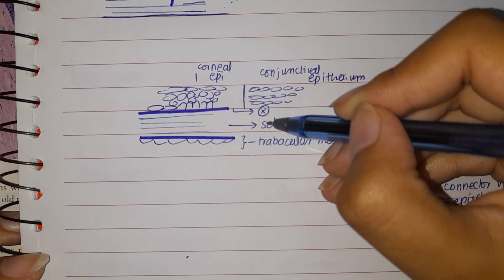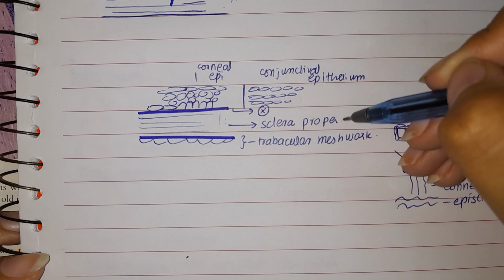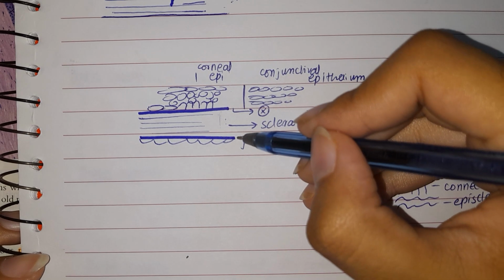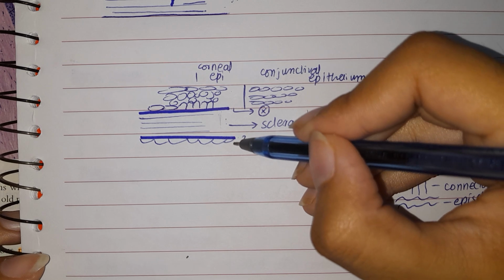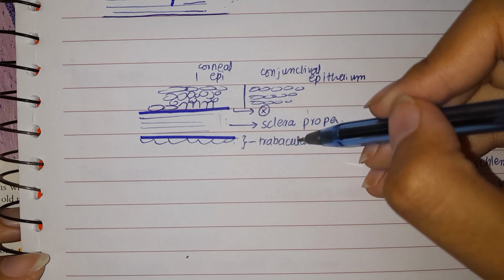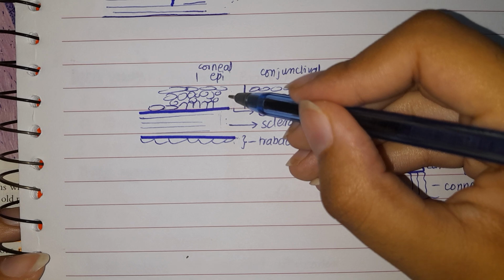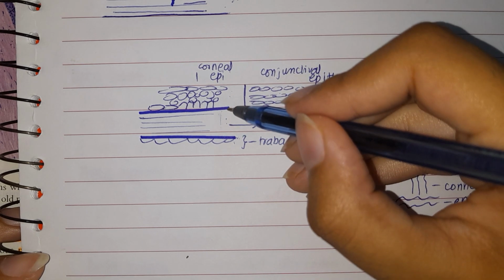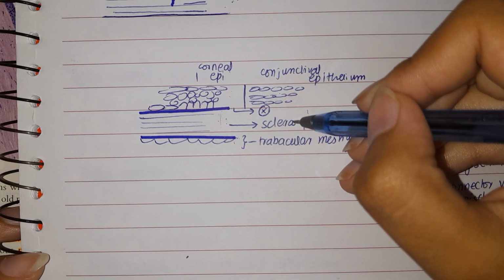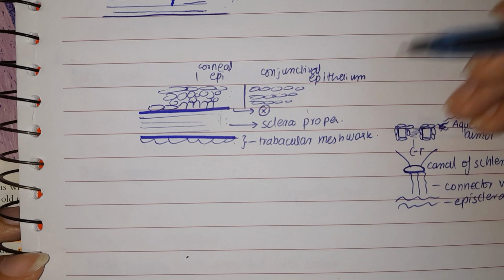Secondly, the stroma of the cornea becomes continuous with the sclera proper. Then the third thing is that the endothelium and the posterior limiting membrane or the Descemet's membrane both form this trabecular meshwork. So if you remember this diagram, you can remember that the corneal epithelium becomes conjunctival epithelium, the Bowman's membrane disappears, the stroma becomes continuous with the sclera proper, and the endothelium and the posterior limiting or Descemet's membrane become trabecular meshwork.